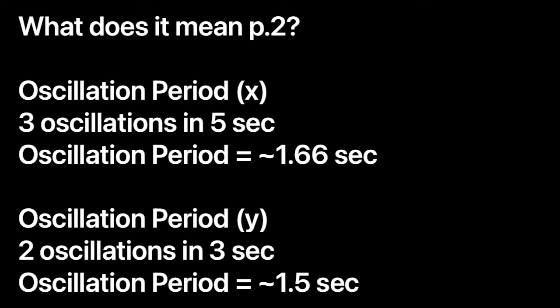To answer the "what does it mean" question 2, the oscillation period derived from the x position graph was approximately 1.66 seconds per oscillation. The oscillation period derived from the y position graph was approximately 1.5 seconds per oscillation. This difference would greatly change our results as the oscillation period is a factor when calculating the spring constant. To combat this, a different oscillation period can be used for both the x and y components of the spring constant, or an average oscillation period can be taken.